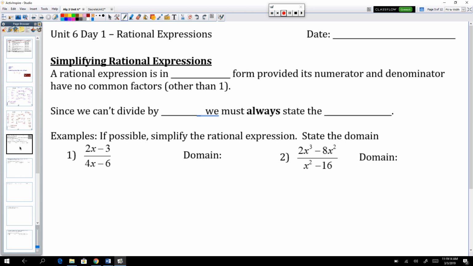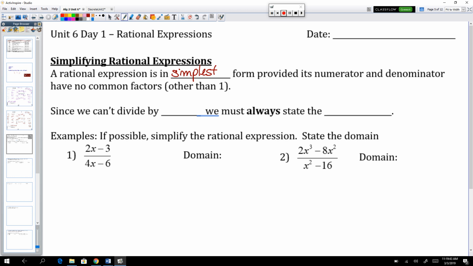So let's start by talking about simplifying rational expressions, what the goal is. We want to always simplify by making sure that the simplest form is as canceled out as possible, I guess is the way to say it. A rational is in simplest form when its numerator and denominator have no common factors. Okay, so we've canceled everything we can.